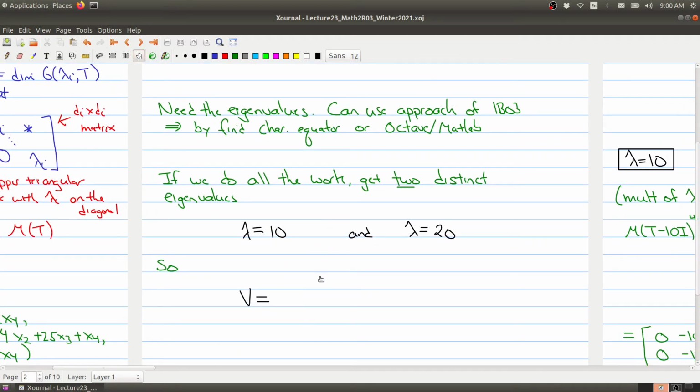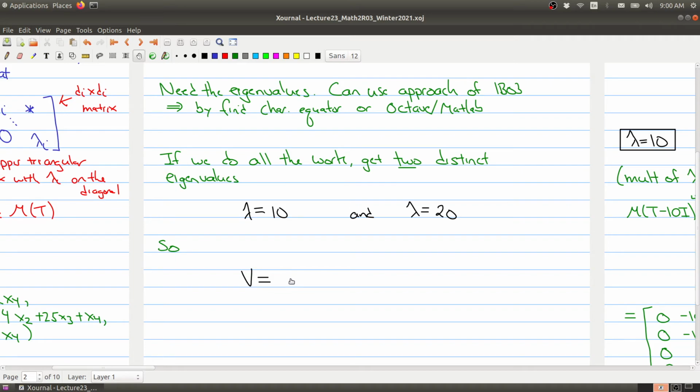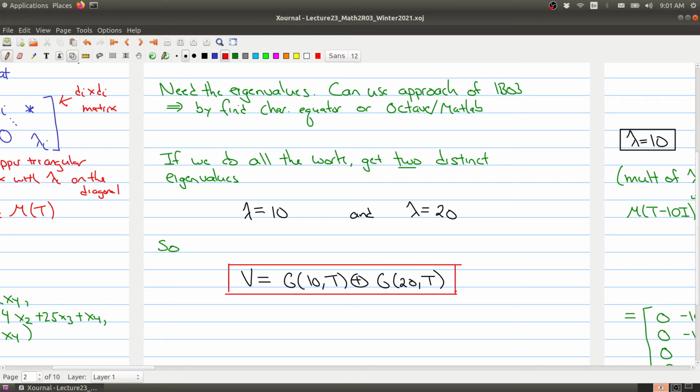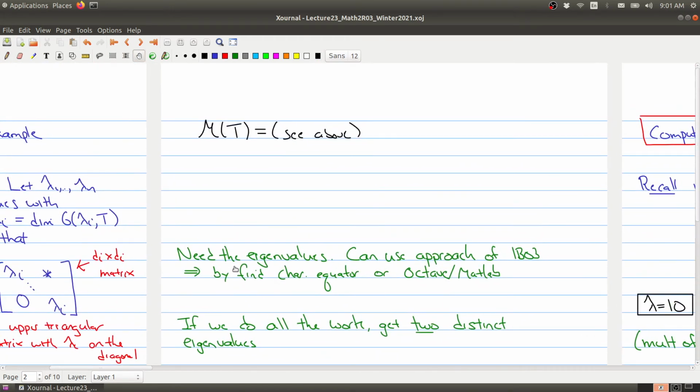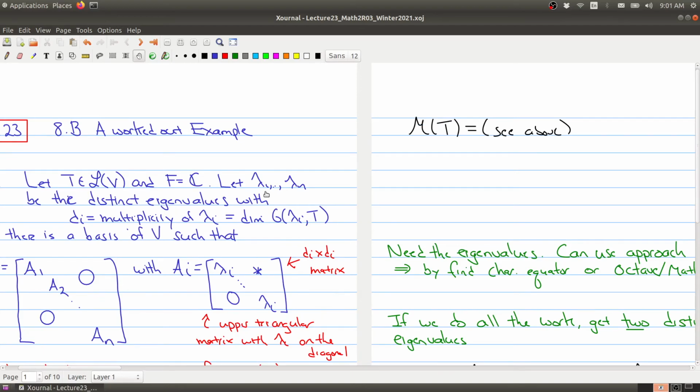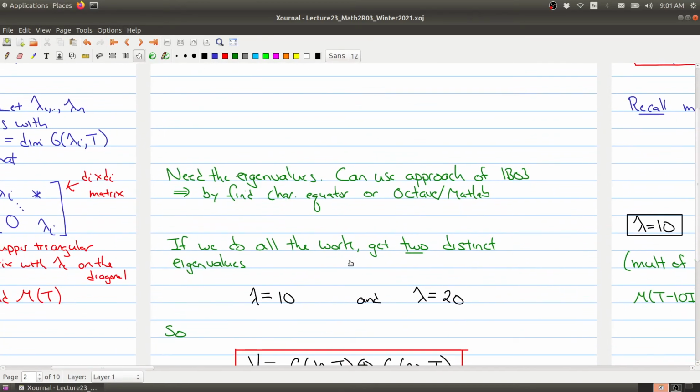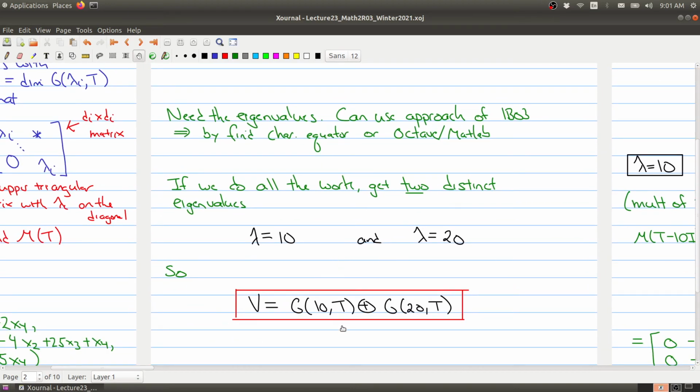What we know from section 8a and 8b is that our vector space V decomposes as a direct sum: the generalized eigenspace of 10 plus the generalized eigenspace of 20. So that's what our vector space looks like. We're off to a start, but what we have so far is our T and our lambdas. Next we have to compute the multiplicity of each of these eigenvalues.